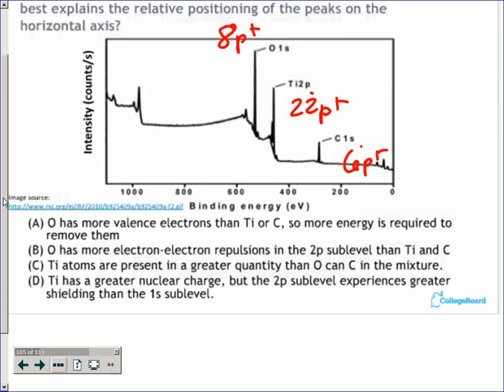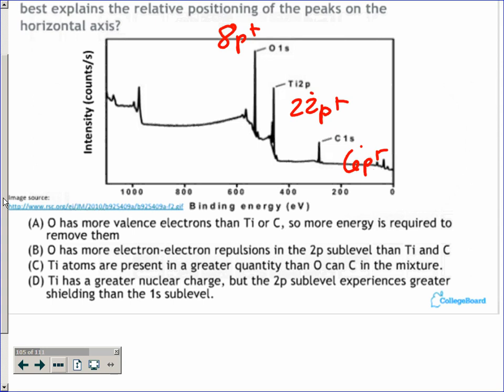Is that true or false? Say again? First of all, does oxygen's peak here represent the 2p? No, it's representing the 1s. So this data does not correlate with that answer choice, so we would not be able to choose that.